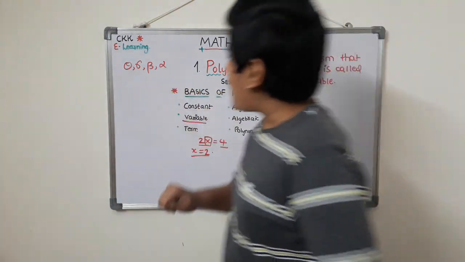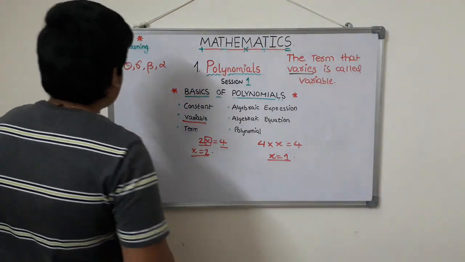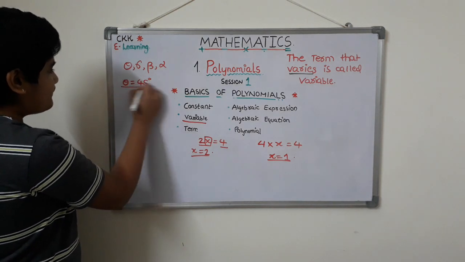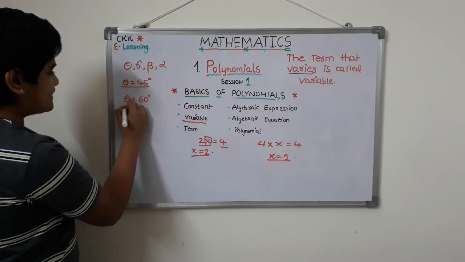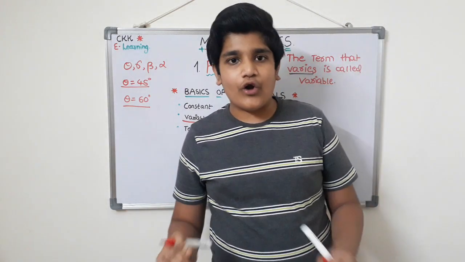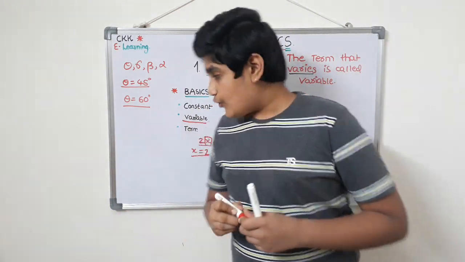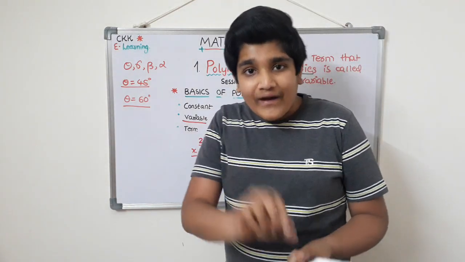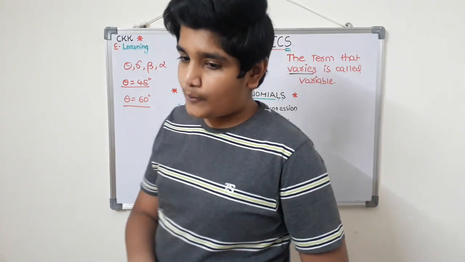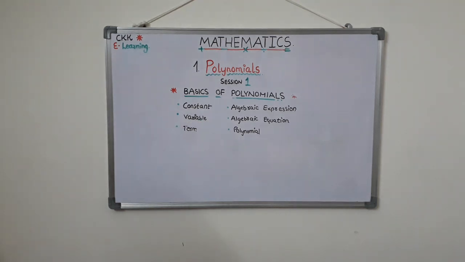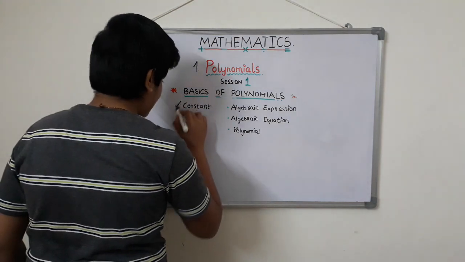And theta, alpha, beta, gamma, we will use these basically for angles. Now see, theta is equal to 45 degrees, but in another case, theta is equal to 60 degrees. Here the value of theta is varying. That's what you have to observe very carefully. Variable means it's not fixed. It varies, quite opposite to constant. I hope you understood the meaning of variable. So we have completed the meaning of constant and the meaning of variable.